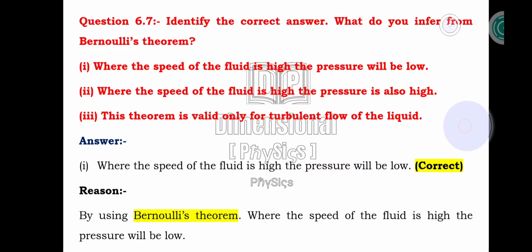What do you infer from Bernoulli theorem? Where the speed of fluid is high, the pressure will be low. Where the speed of fluid is high, the pressure is also high. This theorem is valid only for turbulent flow of liquid. So students, we just discussed in the previous question that where the speed of fluid is high, the pressure will be low by Bernoulli's principle. So the first one is correct by using Bernoulli theorem.